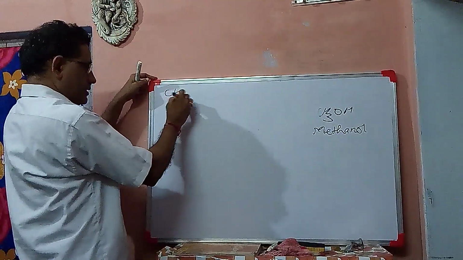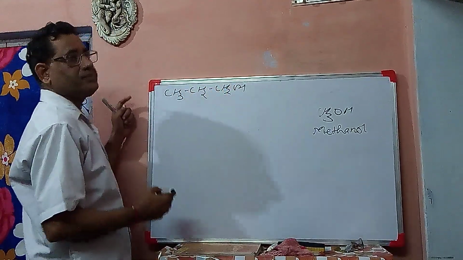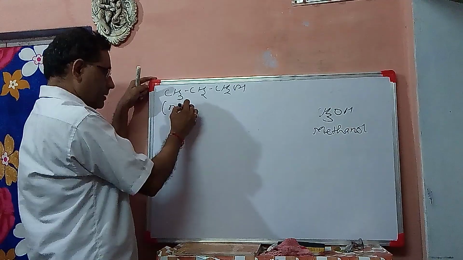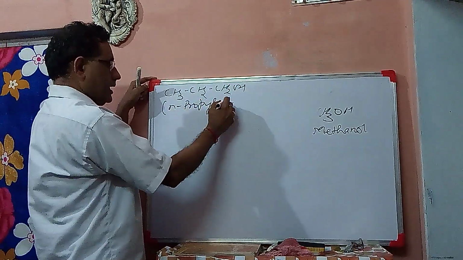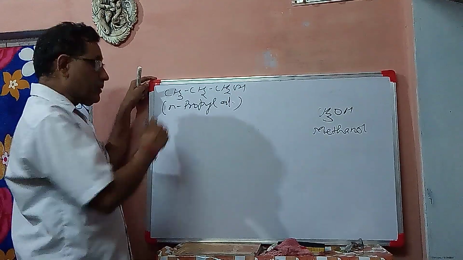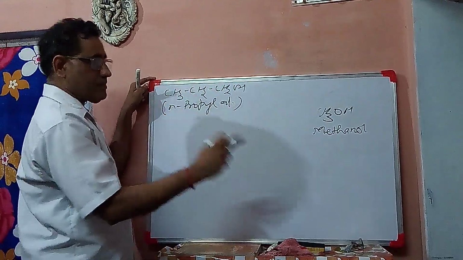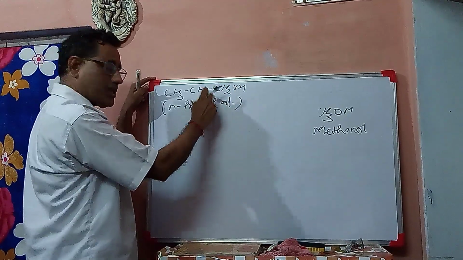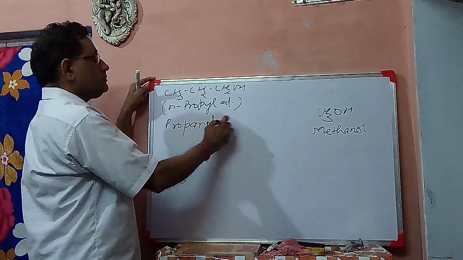This is CH3CH2CH2OH. Its general name is normal propyl alcohol. Clear? What will be the IUPAC name? The 1, 2, 3. There are 3 carbon atoms, and the OH is attached on the first carbon, so the name will be propanol-1.